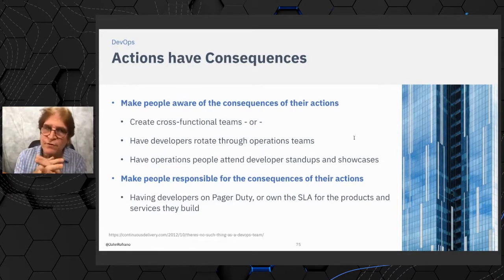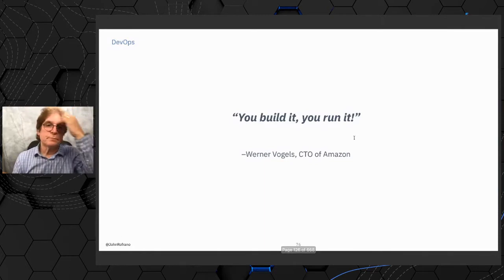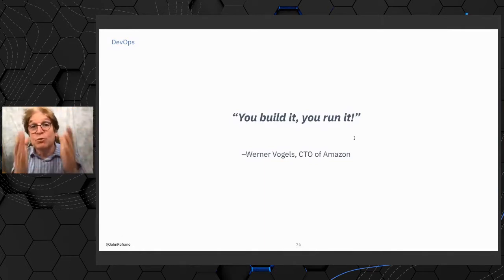So if you can't have a cross-functional team, have the devs rotate through the ops team, have the ops attend the devs' stand-ups, put a pager on a developer. You only have to call a developer out once at 3 a.m. on a Sunday, and they write better code on Monday. So have them feel the pain. Werner Vogels, CTO at Amazon, says, you build it, you run it. That's how he runs his teams. They run things end to end. There's no dev and ops. It's just the team.